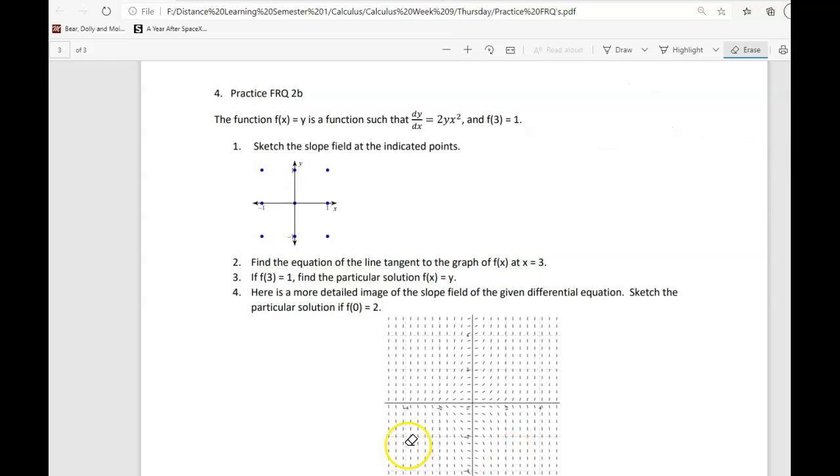That's your FRQ. You'll have questions like these next Wednesday. You'll have 35 minutes, so you do want to make sure that you're budgeting your time well.